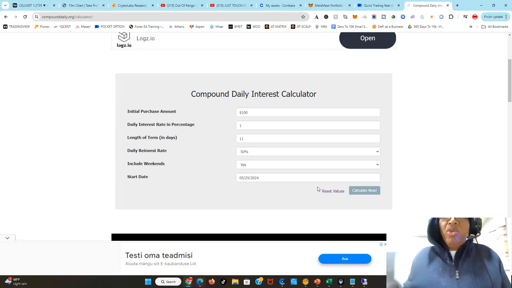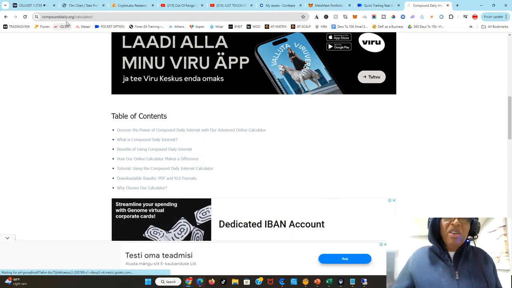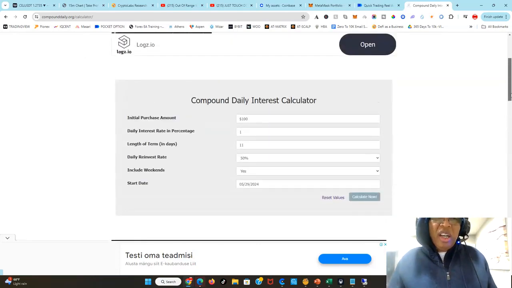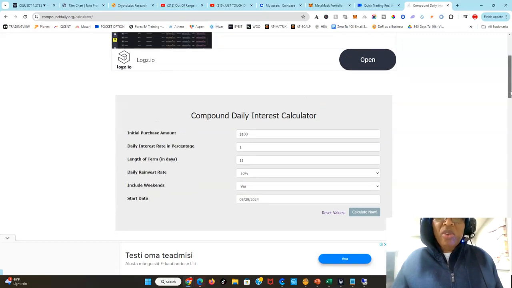Now, you need 2 resources. Actually, you need 3. So you need this one here. This is free, the compounddaily.org calculator. This is where you're going to calculate your goals, daily goals and stuff like that, so you know exactly where you should be on what day.